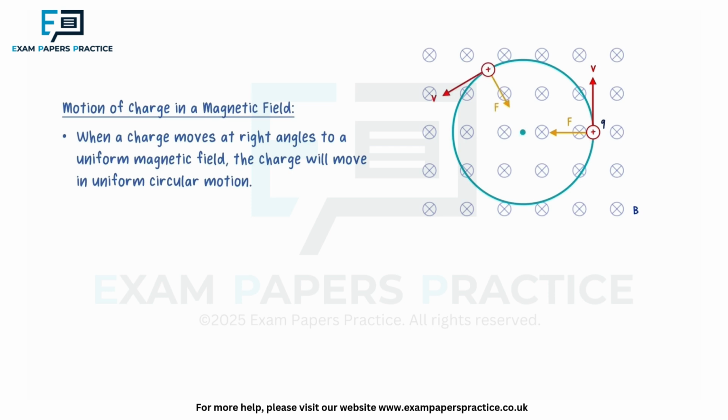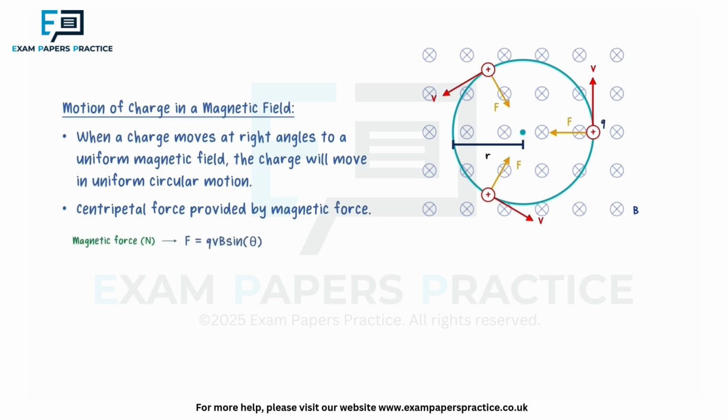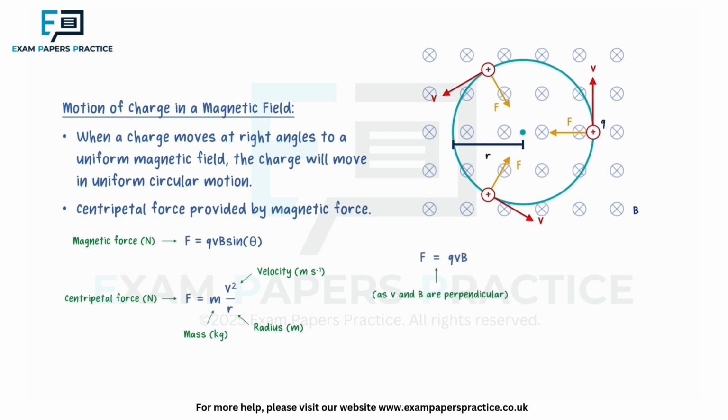The magnetic force always points towards the center of the circular path, so the centripetal force must be provided by the magnetic force. Moreover, we can obtain an expression for the radius of this circular path using the following expressions for the magnetic force on a moving charge and the centripetal force from the data booklet. The magnetic force simplifies to QVB, as the charge moves at right angles to the magnetic field. This can be equated to the centripetal force, and then rearranged to make the radius the subject as follows.